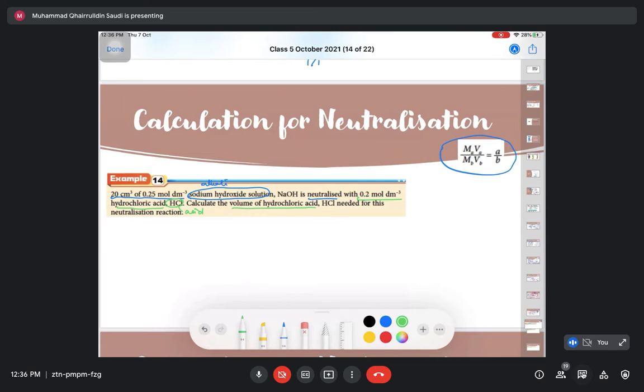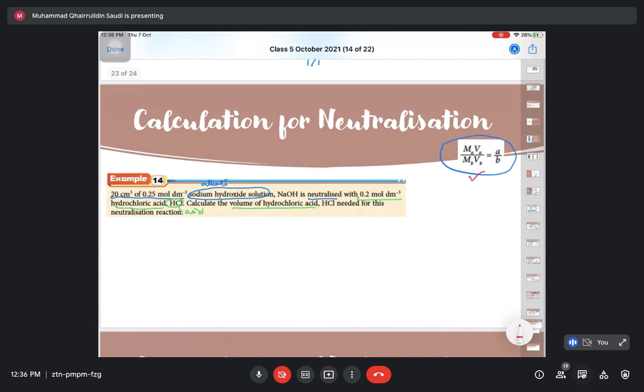So first, if we want to use this formula, we have to write down the balanced chemical equation first. So write down sodium hydroxide, NaOH plus HCl, and you will get sodium chloride plus water. Na plus, OH minus, H plus, Cl minus. So, semuanya sama charge. So, this is already balanced.